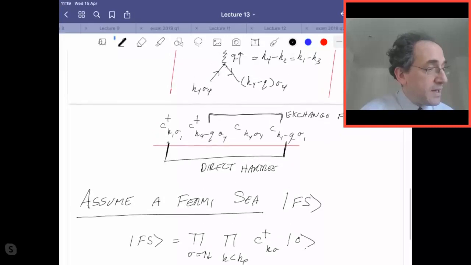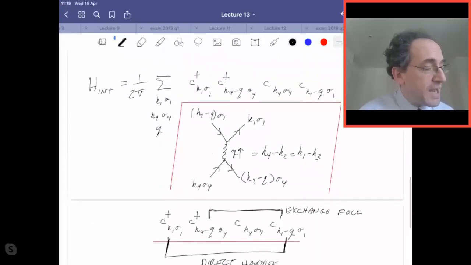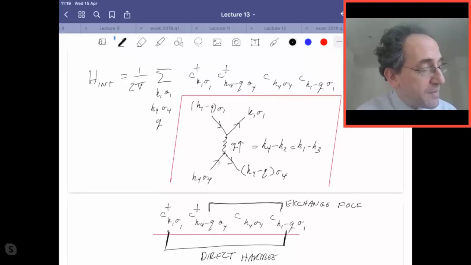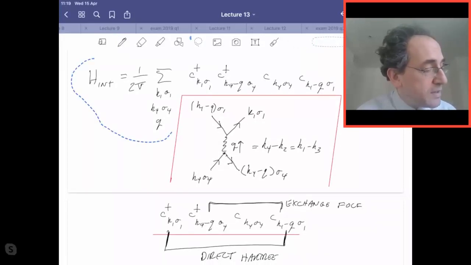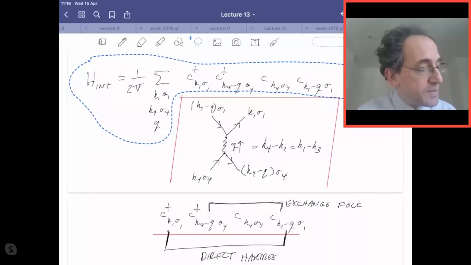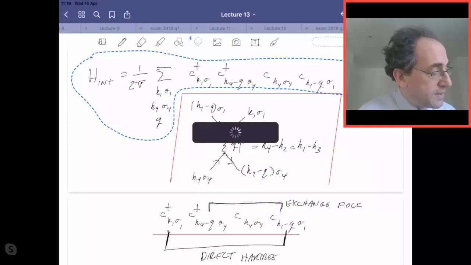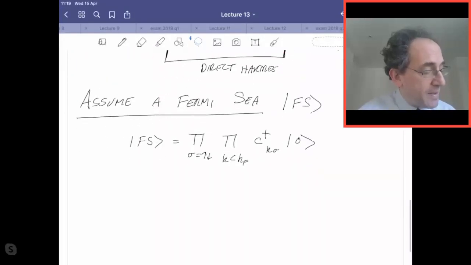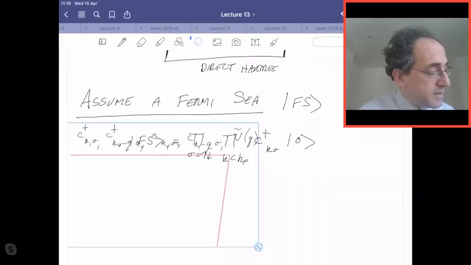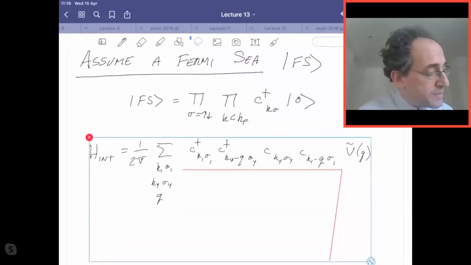Now, maybe I should write out the interaction again. I copy this one more time, and write it out again. Paste this. Okay, good. And I'm not interested in this.